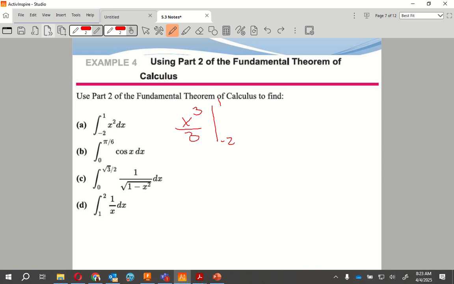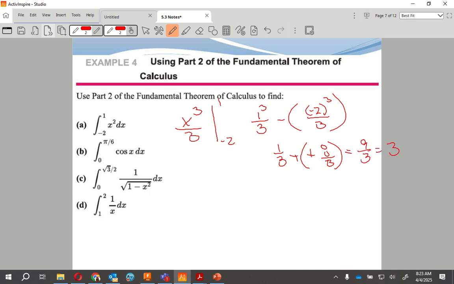All right, so right here, I plug in the top bound, which is 1 to the third over 3, minus my lower bound, which is -2 to the third over 3. So that's going to give me 1/3 minus -8/3, which turns into a plus, which is 9/3, which comes out to just be a positive 3.